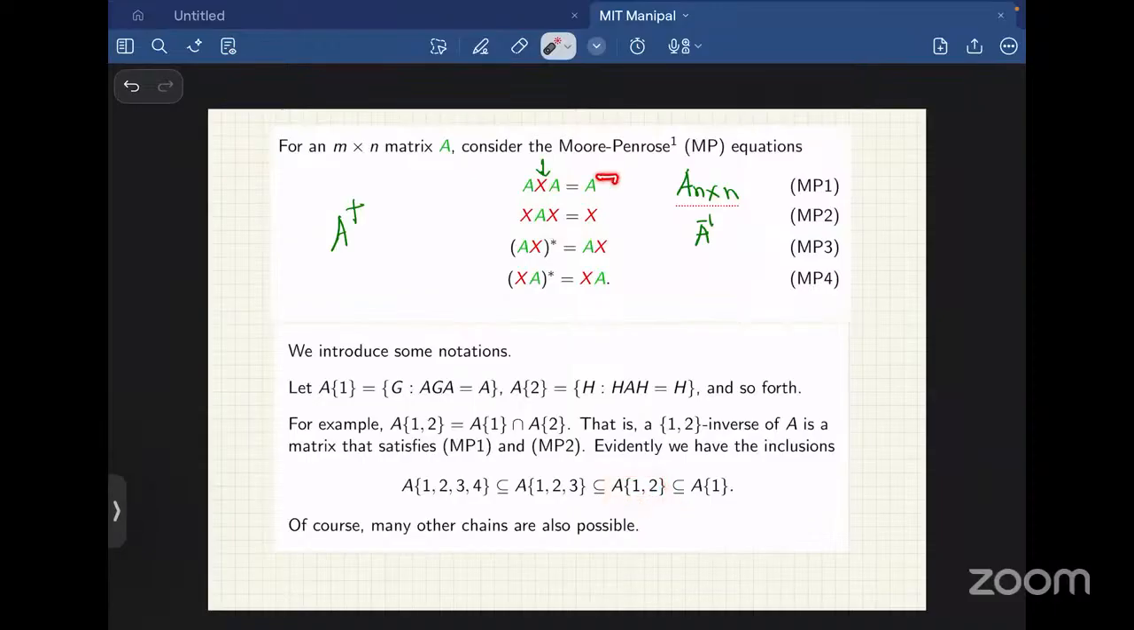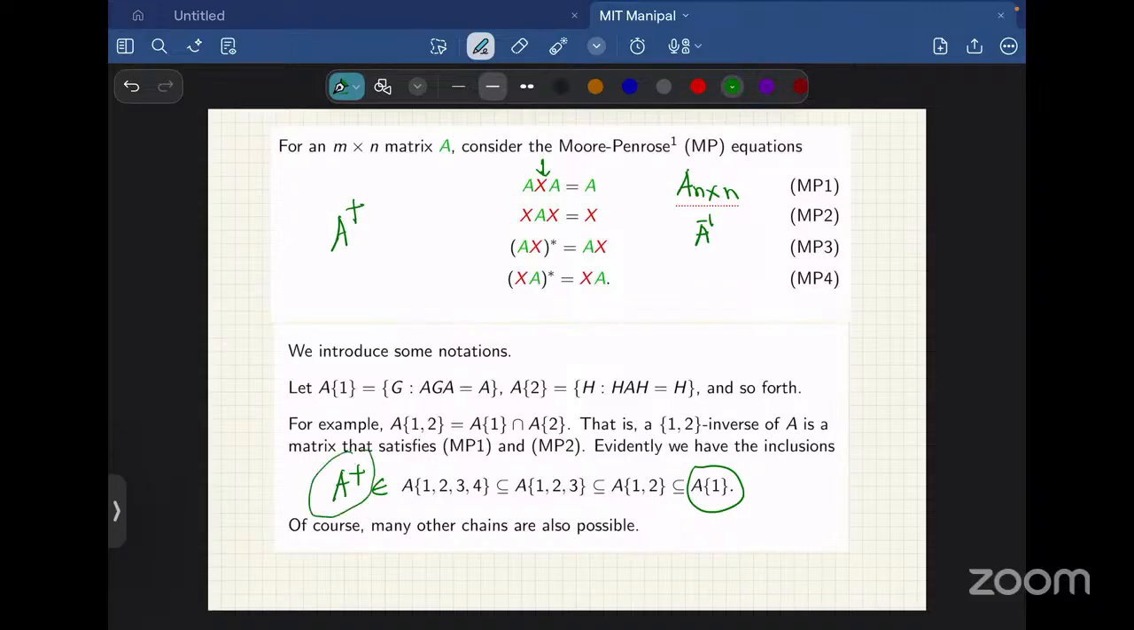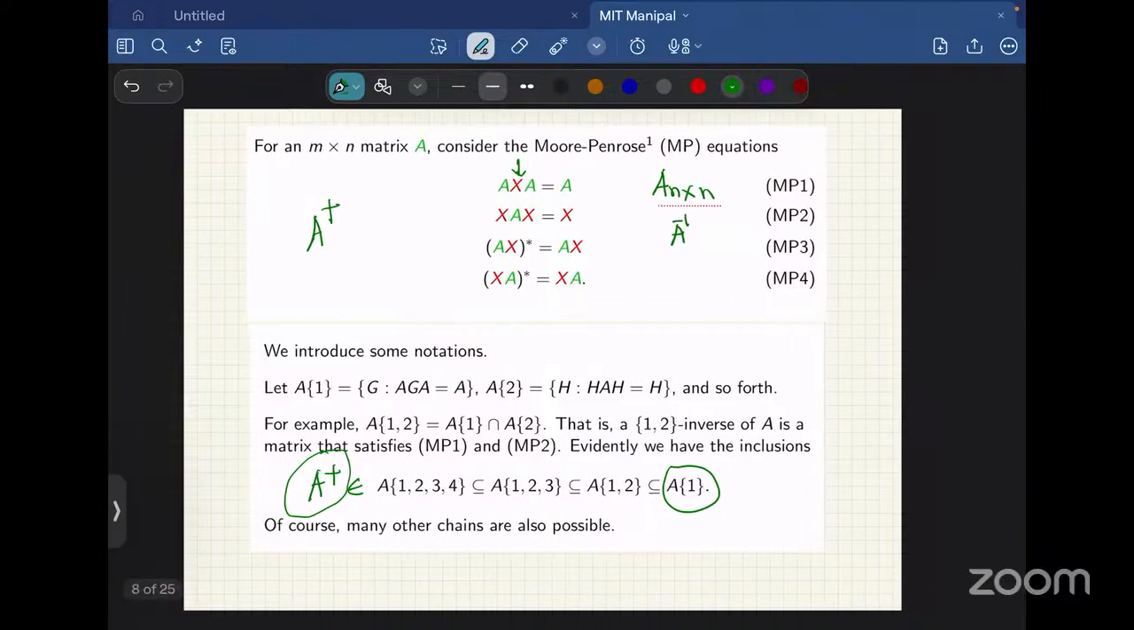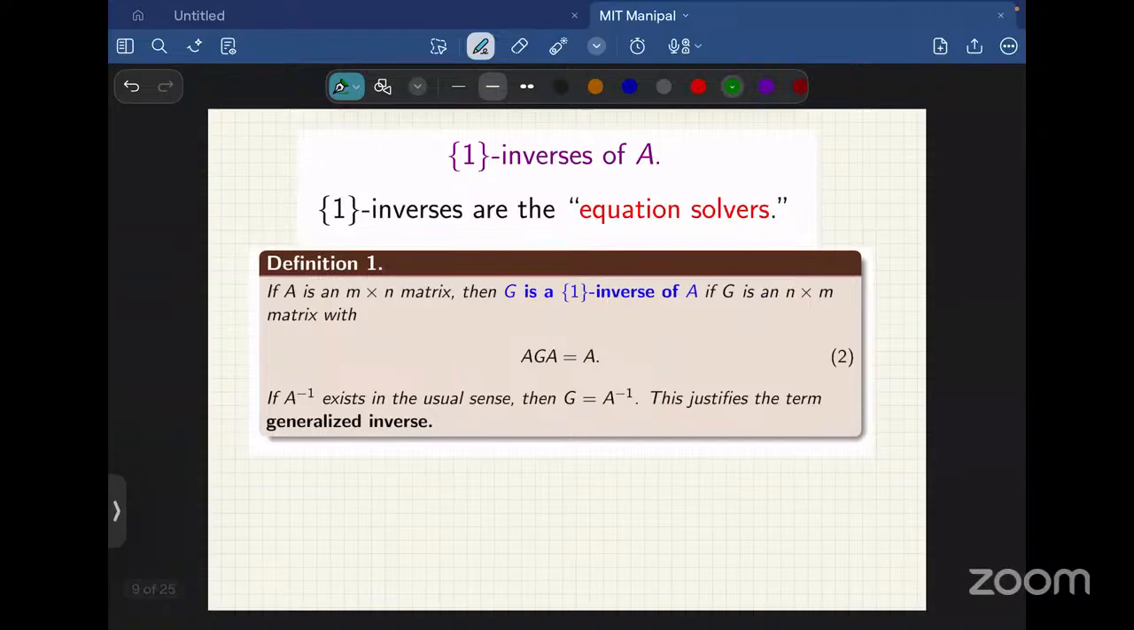When all three conditions are required, the collection is still smaller. Then we expect a matrix satisfying all four equations. That is the smallest; in fact, it is a singleton set. Therefore, our A dagger is the member here. So we have many matrices satisfying the first equation, but a matrix satisfying all four equations is denoted by the symbol A dagger. There are several other possible chains, but we are not going into detail. Now quickly we will see what a 1-inverse is.